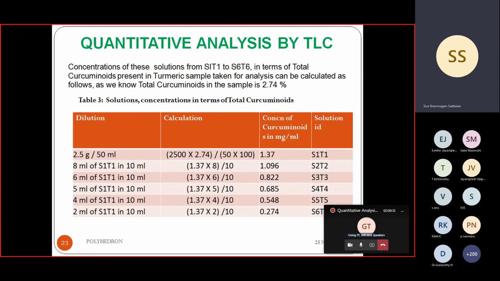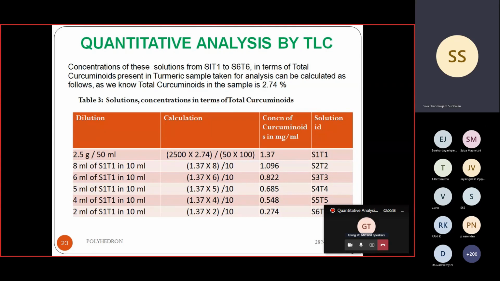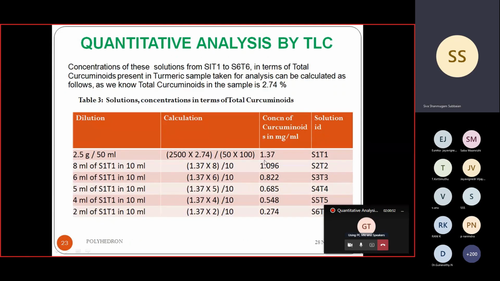Next slide is, since we know the concentration of total curcuminoids present in the sample we have taken, instead of the concentration of turmeric present in the solution, I'm applying 2.74% to this 50, and I'm calculating the concentration of curcumin in each of those solutions. So if you see, S1T1 has 1.37 mg per ml and S6 has 0.274 mg per ml as a concentration.